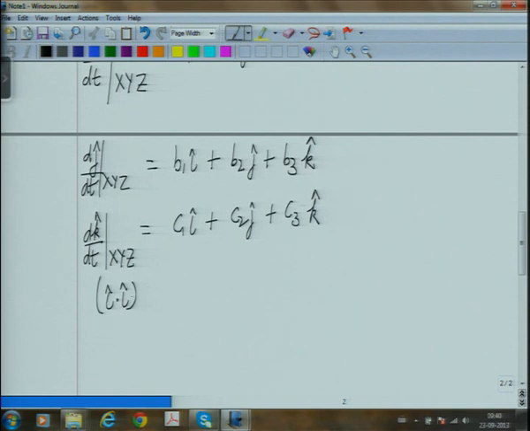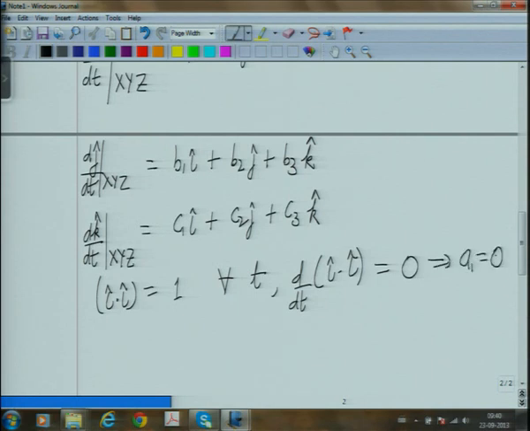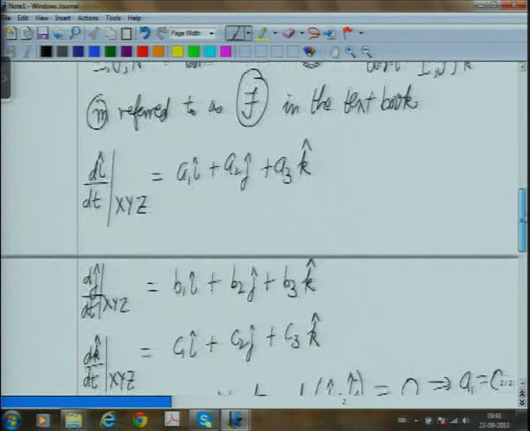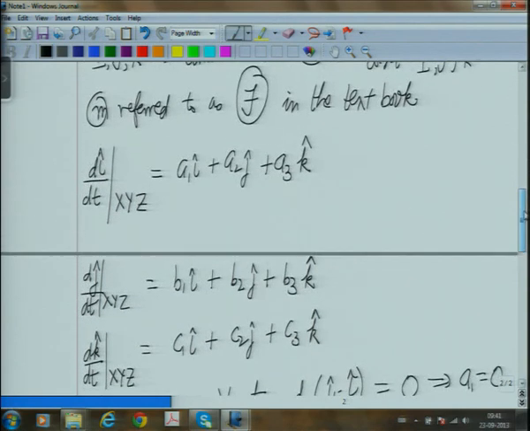So when I write it like this, now what we know is i dotted with i is equal to 1 for all time. That means d by dt of i dotted with i will be 0, and this is what leads to basically a1 is 0, because this means i dotted with di by dt is equal to 0. So di by dt was a1 i plus a2 j. When I take a dot product with i I get only a1, that must be 0.